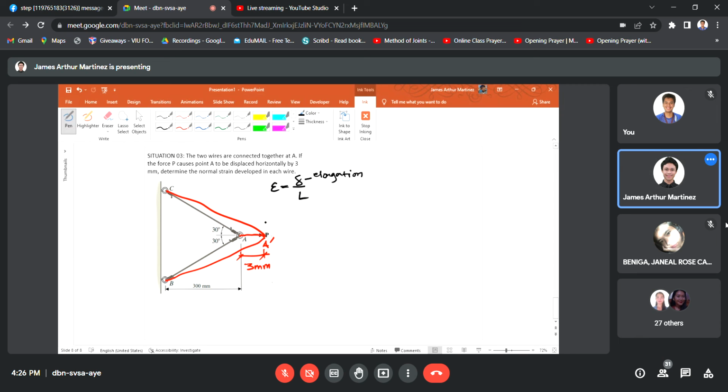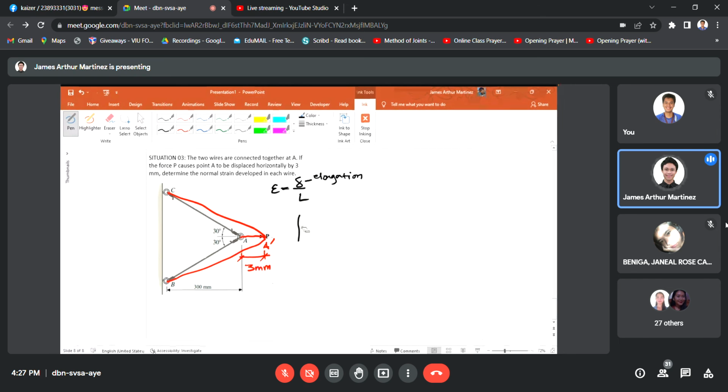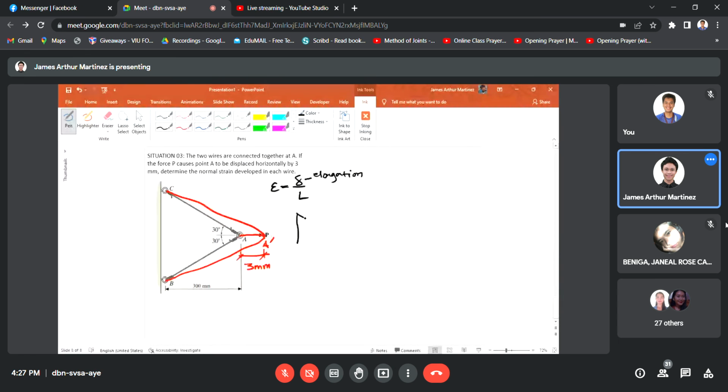The problem also did not give the original length, since the only data given is 300 millimeters from this wall or from the supports up to point A. Given that relationship, we can create a triangle. Trigonometry is really used a lot, class. Most of the time the preliminaries or first steps of the solutions involve trigonometry.